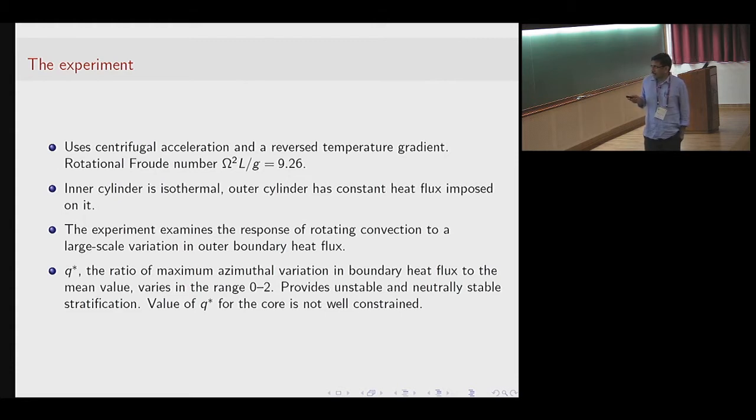As I said, we have a temperature difference between the inner and the outer cylinders, and the experiment is designed to obtain the response of rotating convection to a variation in the outer boundary heat flux. We quantify this variation through this parameter Q star, which is the ratio of the azimuthal variation in heat flux to the mean heat flux at the outer boundary, and it varies in the range of 0 to 2.